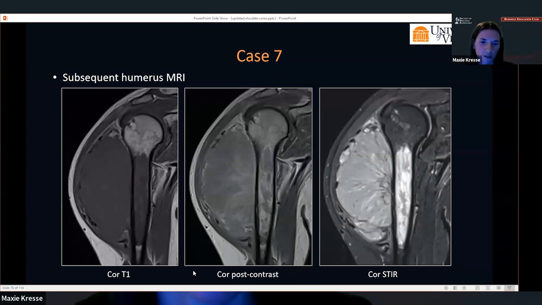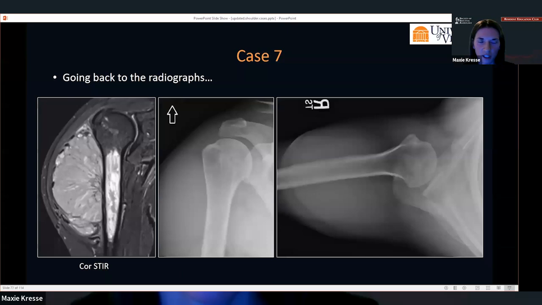And I'm giving you all coronal images here. So T1, post-contrast, and STIR. And complete replacement of the marrow in the proximal humerus. This large soft tissue component has pretty good heterogeneous enhancement, right on STIR. You can see that the cortex is actually relatively preserved given the size of this large soft tissue component, and that's why it was pretty subtle on the radiographs. And that's what's kind of tricky about these types of tumors.